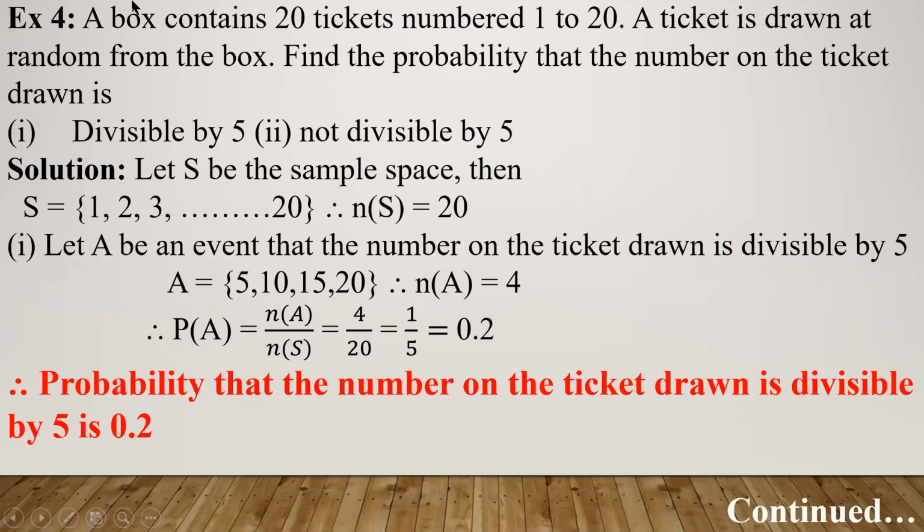Let us see one more problem. A box contains 20 tickets. There is a box which has 20 tickets, numbered 1 to 20. On each ticket a number is written, 1 or 2 or 3 up to 20. There are 20 tickets and 20 numbers. Each ticket has one number written on it. Now a ticket is drawn from the box. What is the probability that the number on the ticket drawn is divisible by 5? And the second one: not divisible by 5.